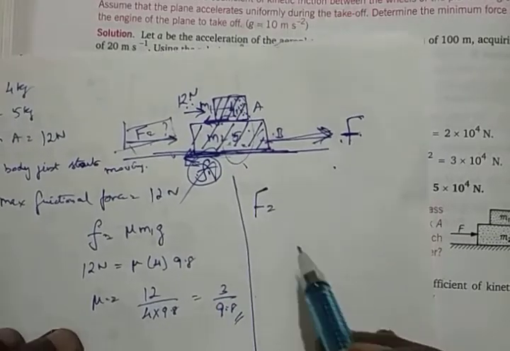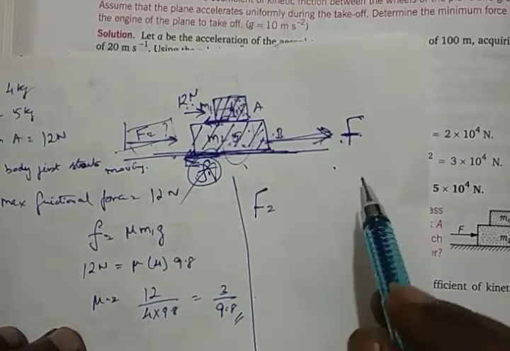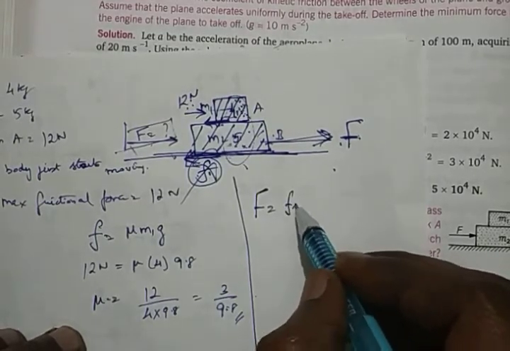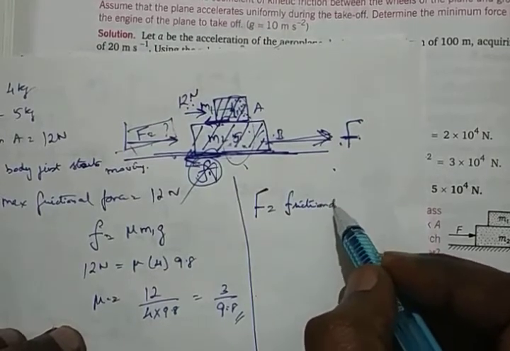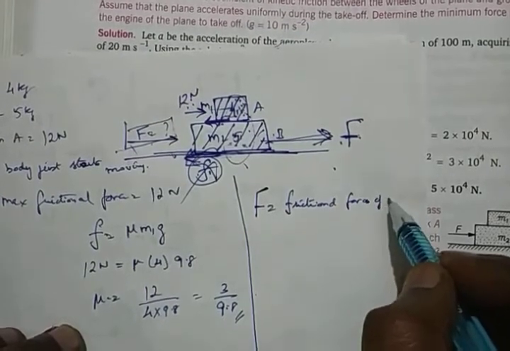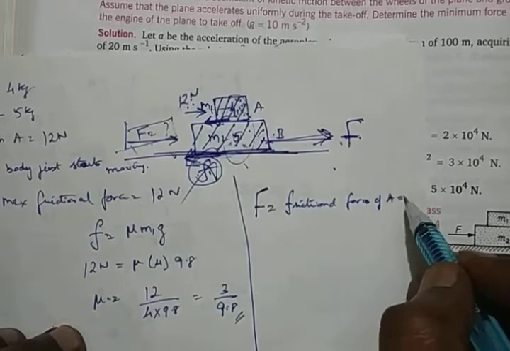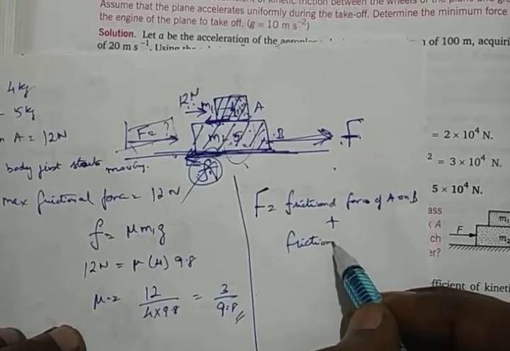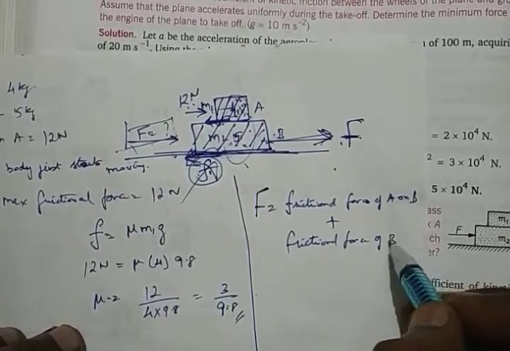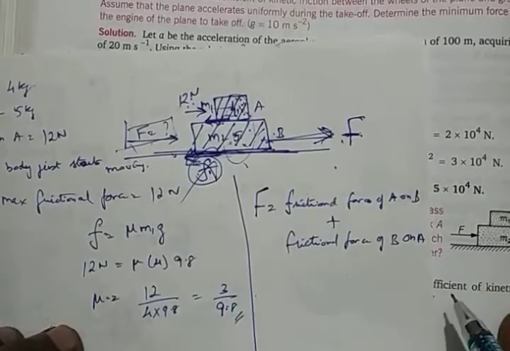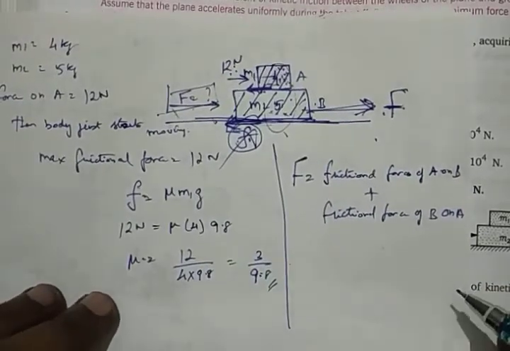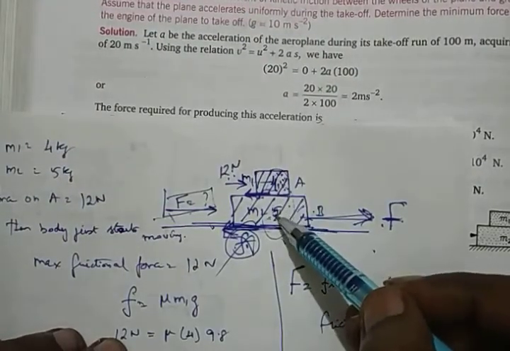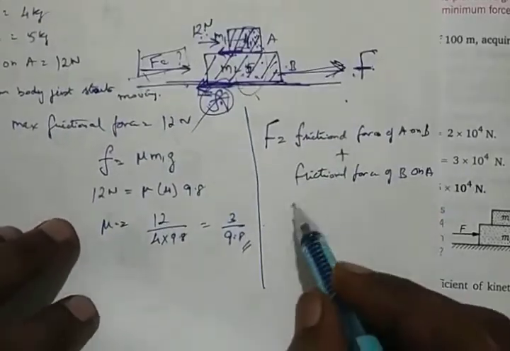So you can write down the maximum force applied will be equal to the addition of the frictional force of A on B plus the frictional force of B on A. So A on B and B on A, right? Because this is giving a reaction also. This is giving an action and this is giving a reaction also. So we need to take both of them together.